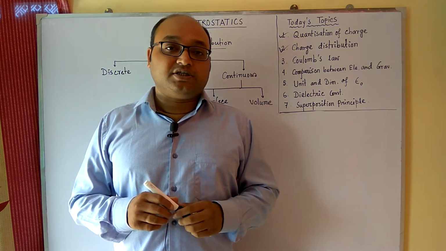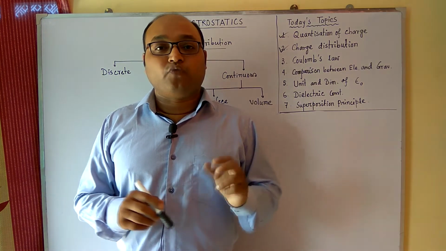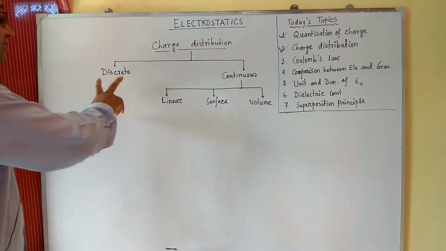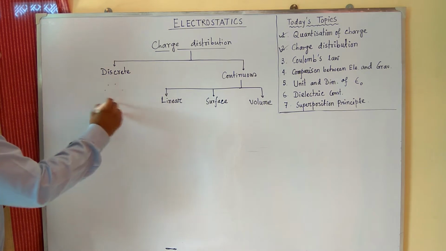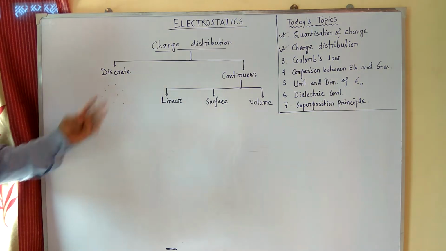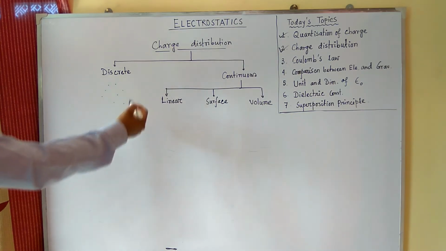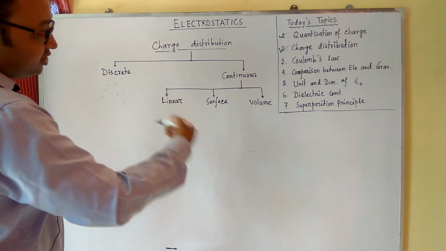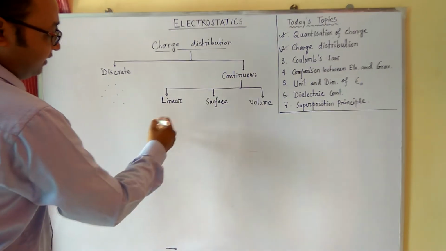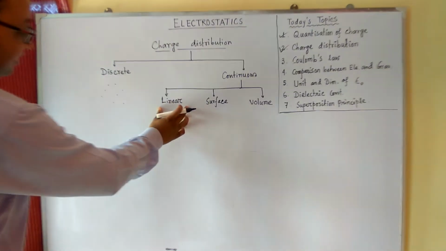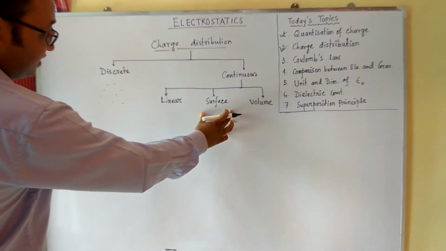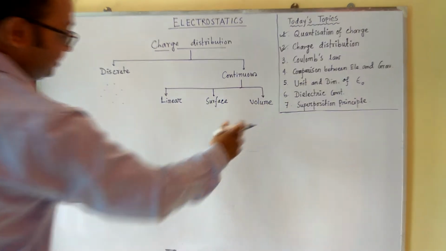From this consideration, the distribution of charge can be categorized into two ways. Number one is discrete distribution of charge, where some amount of charge is given in a discrete way like this. This is called discrete distribution of charge. But if you distribute the charge in a continuous way, then there can be three types of distribution of charge. Number one is linear distribution of charge, number two is surface distribution of charge, and number three is volume distribution of charge.